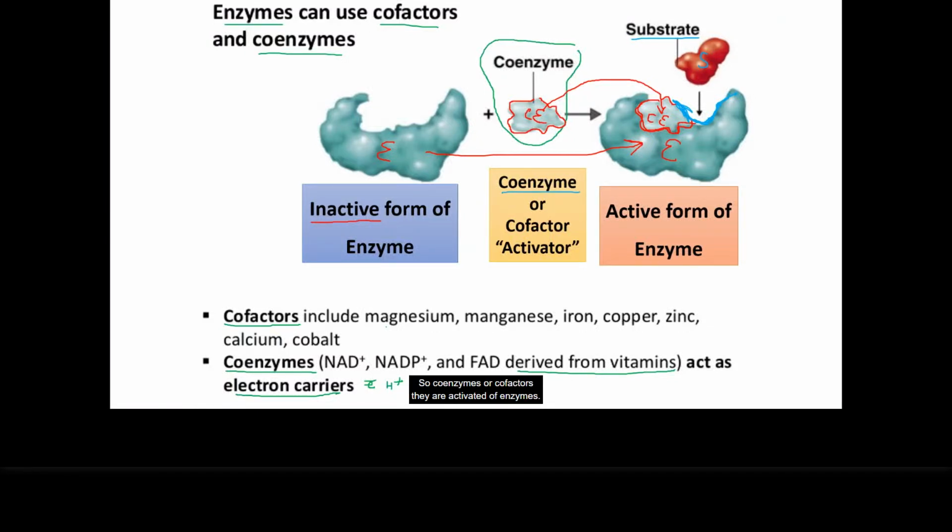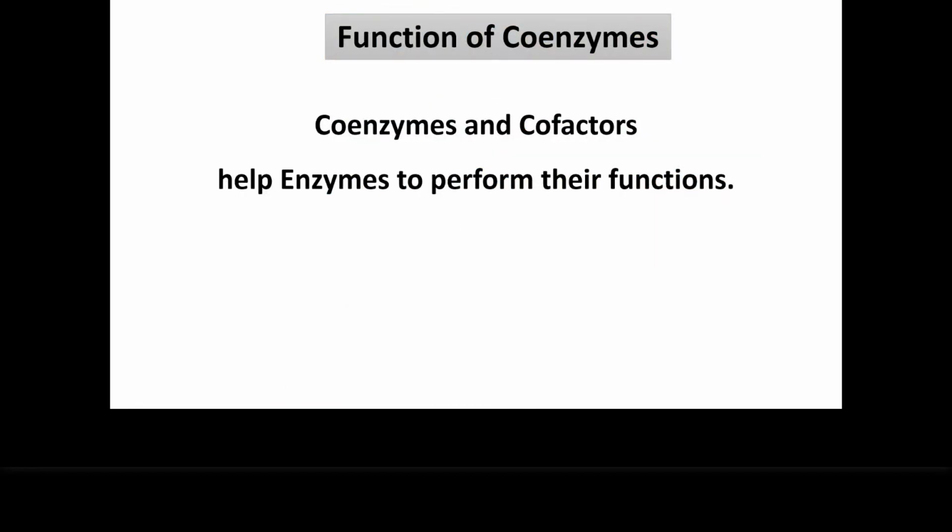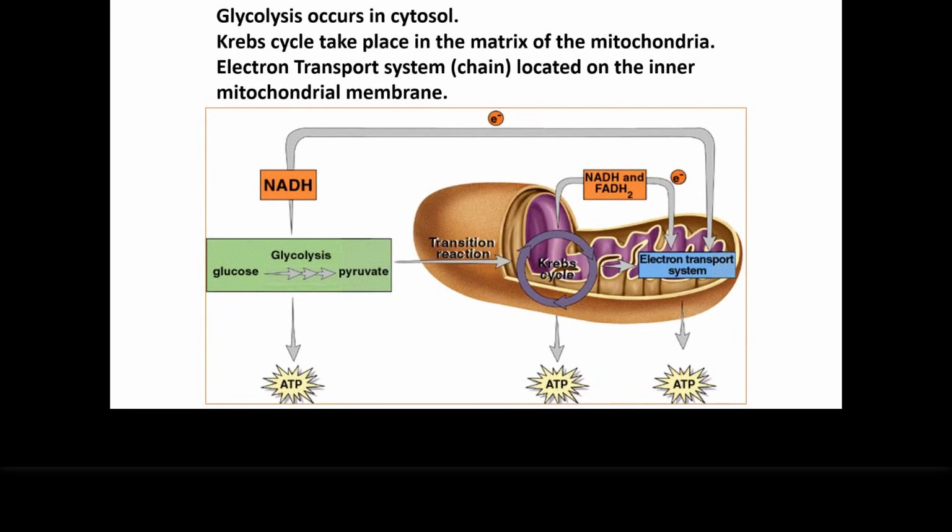So coenzymes or cofactors are activators of enzymes. They make the enzyme active. After the coenzyme is attached to the enzyme, it can perform its function and transform this substrate molecule to a product molecule. So the overall function of coenzymes and cofactors is to help enzymes perform their function.